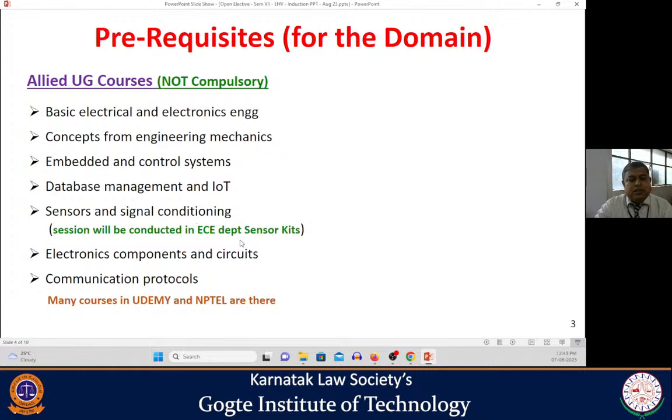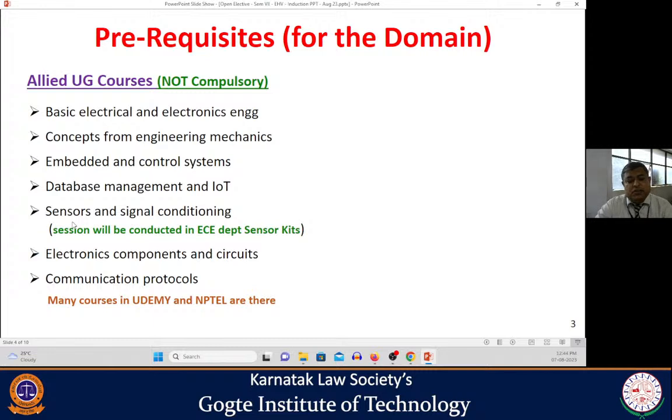Now those who are in CSIS or electrical and electronics will find there is a requirement for embedded and control systems, database management and IoT, because in previous years a huge number of students have been taken by Mercedes-Benz as well as Daimler Truck and others. CSIS people do the database management, and the communication protocols. This is all software-defined protocol. So all these works are taken care of by CS and IS people.